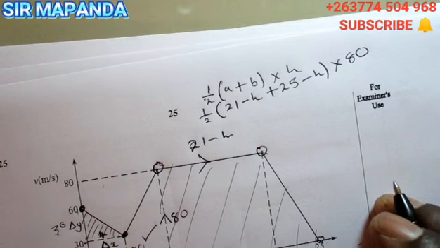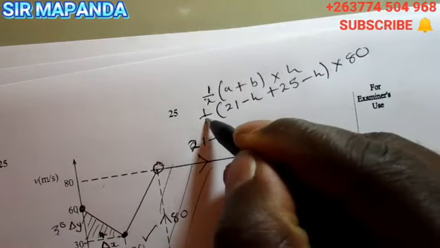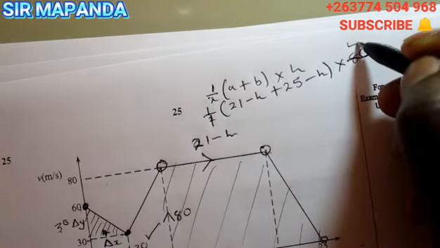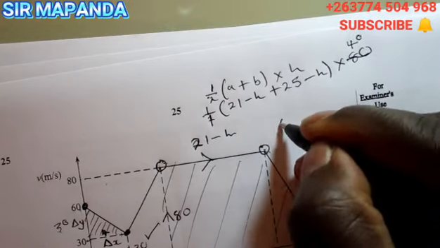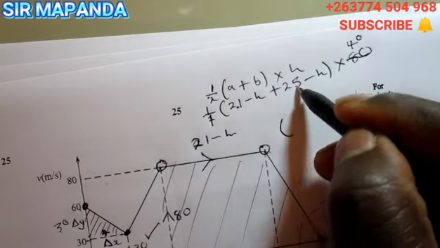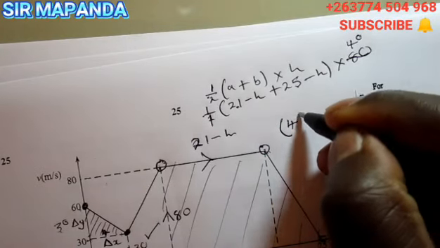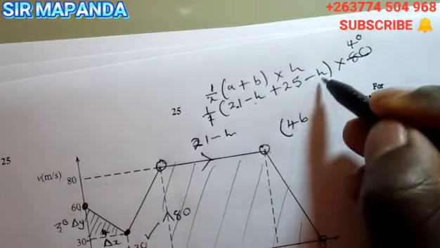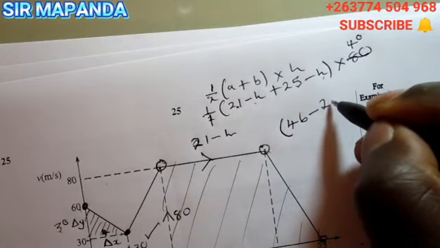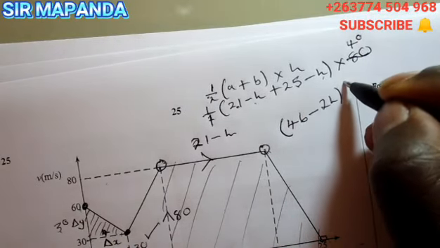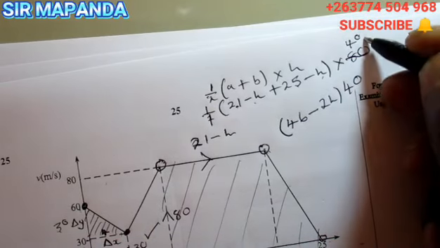I hope you are following, class. So you can clearly notice that 2 is a factor of 80. So 2 into 80, it gives 40. Right? 21 and 25 are like terms. If you add them, you get 46. Minus H and minus H, they produce minus 2H. All to be multiplied with this 40.